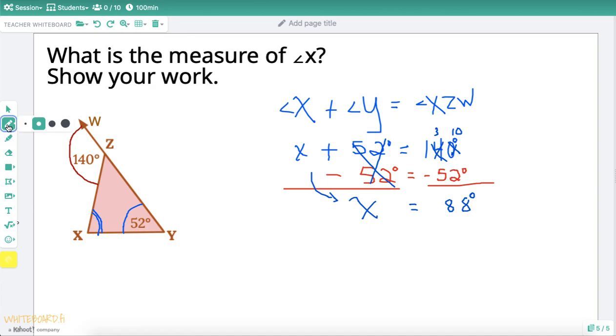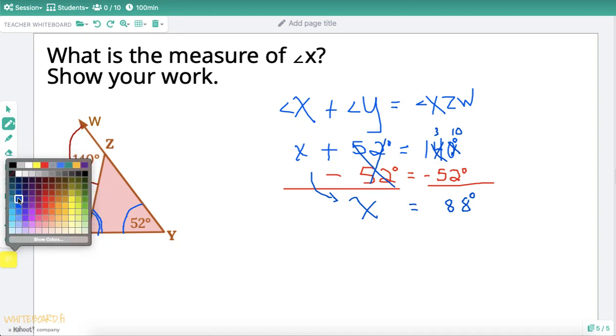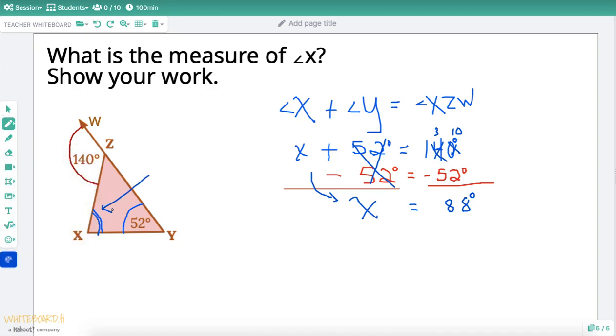So wait, I need this, but I don't want yellow. Let's stay with the blue. So this angle over here is 88 degrees. There you go. Now, if you wanted to check, you could definitely use the triangle sum theorem. You know that 88 plus 52 is going to be 140. We already determined that, but you can put that in the calculator. So 180 minus 140 is going to give me 40. So that has to be that remaining angle over there.